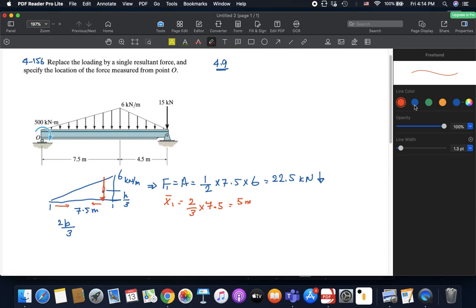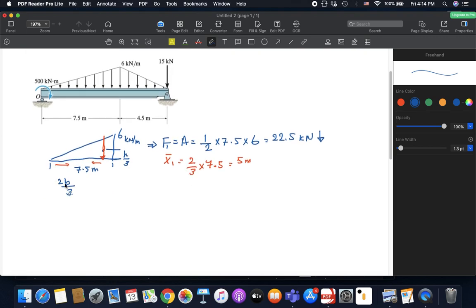Now we go and work with the other distributed force in the same manner, right? So here we have this distributed force. The height is exactly the same, 6 kilonewtons per meter, and this width is 4.5 meters. So F2 is also the area of that triangle, which is half multiplied by the base multiplied by the height. This would give us 13.5 kilonewtons, also acting downwards.